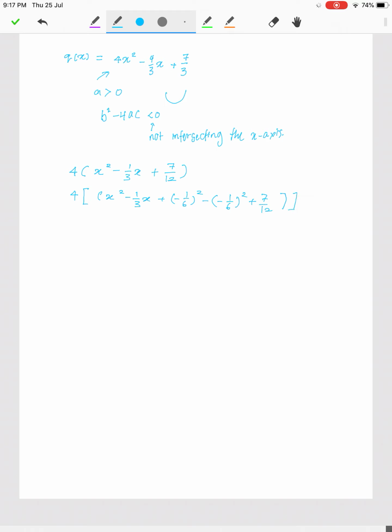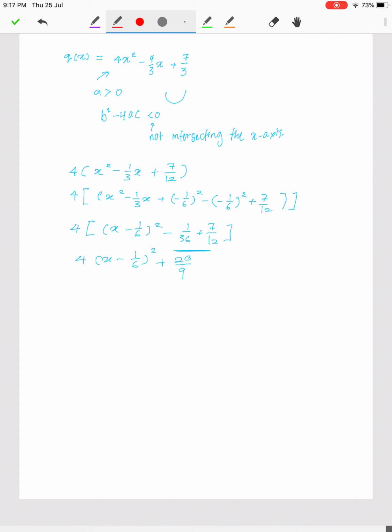Okay, so 4 times x minus 1 over 6 squared, minus 1 over 36 plus 7 over 12. So 4 times x minus 1 over 6, we expand the 4 in and simplify this part, so you will end up with plus 20 over 9.